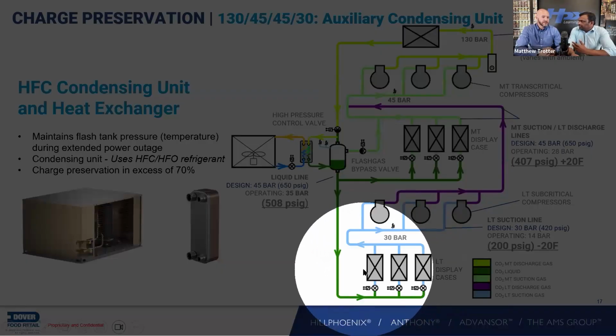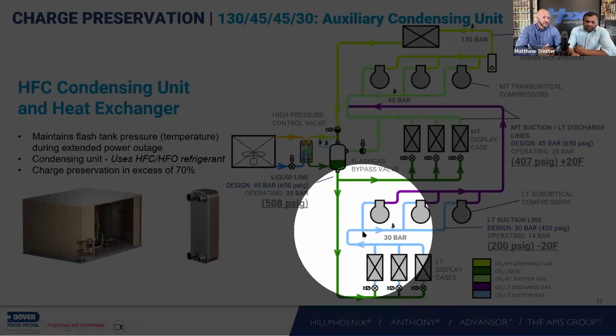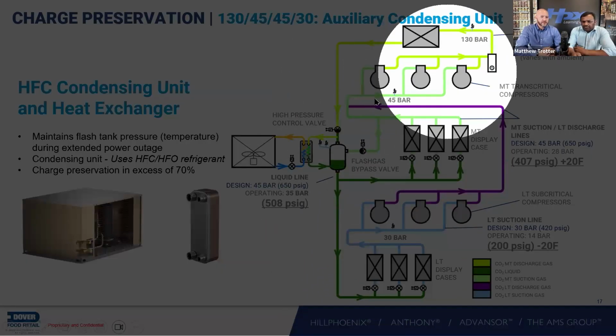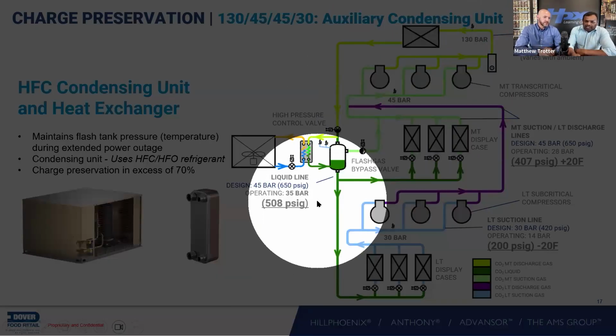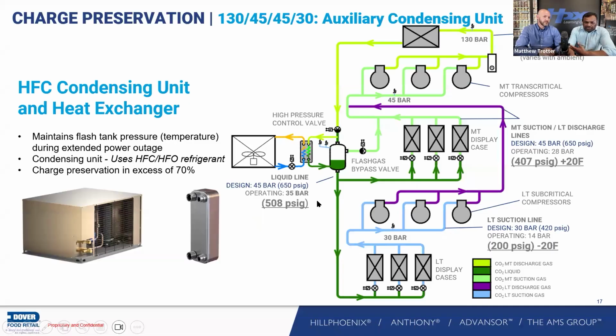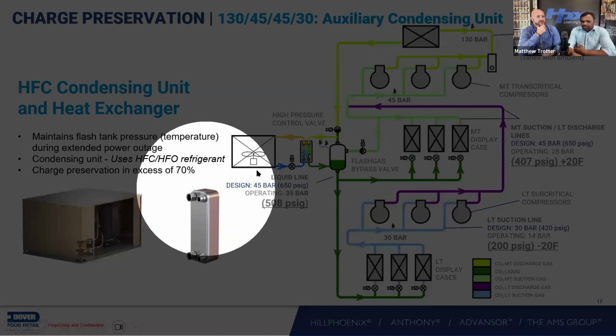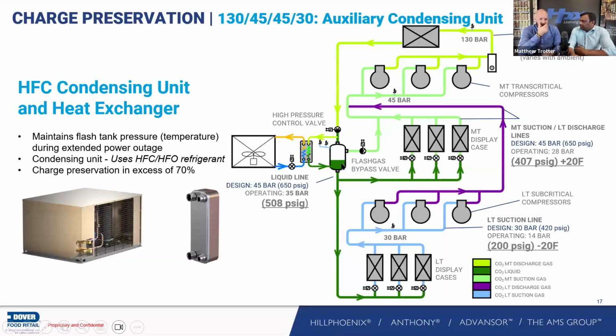Same four quadrants, and it preserves the liquid charge. Also the high side will not be impacted, because it's already high pressure, it comes down. So with this design using an auxiliary condensing unit, the only disadvantage is that it uses HFC and HFO refrigerant. Right. So that's the only disadvantage.